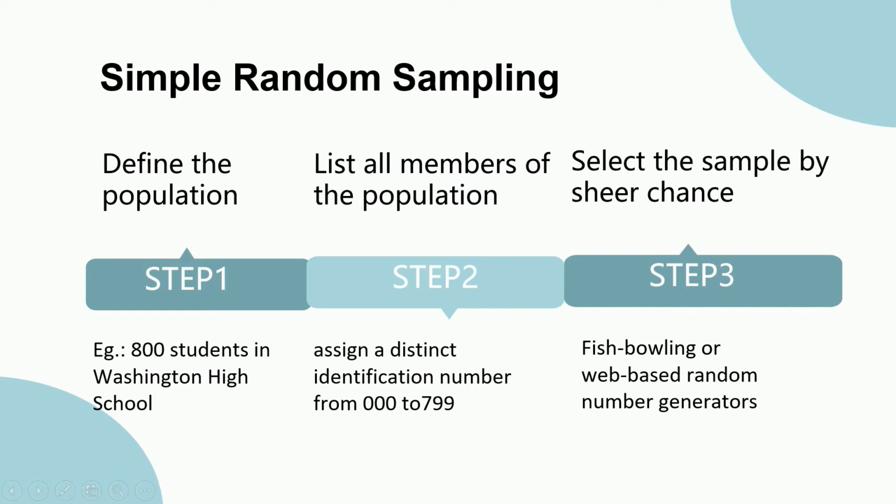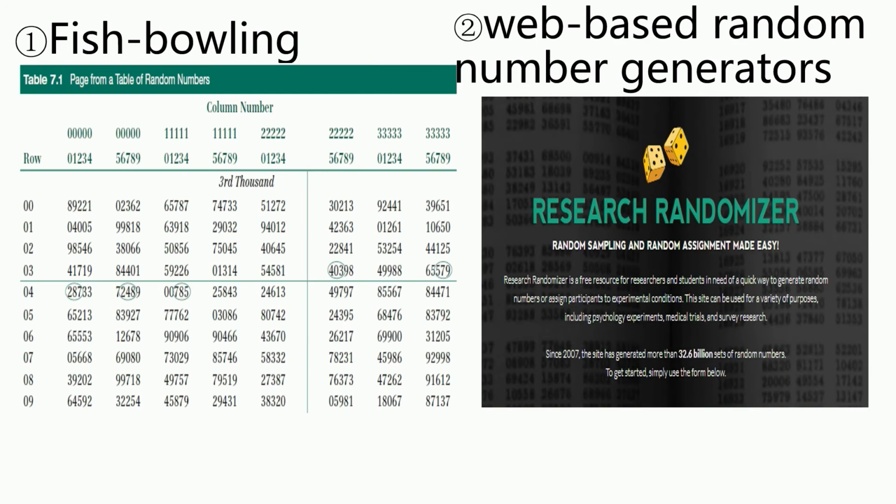Number 3, select the sample by employing a procedure where sheer chance determines which numbers on the list are drawn from the sample. There are 2 ways of doing this. The first one is called fish bowling. This one is to use a table of random numbers, typically 4 to 6 digits in length, arranged in columns and rows. This table is produced by a computer program that guarantees that all the digits from 0 to 9 have an equal chance of occurring each time.